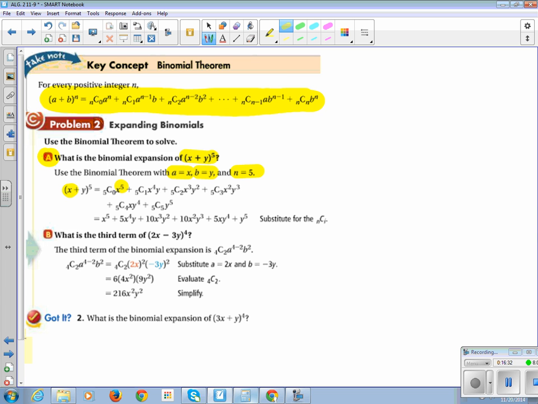When you simplify this out, 5 choose 0 is 1 times x to the 5th. 5 choose 1 is 5 times x to the 4th y. 5 choose 2 is 10. We did that together. 5 choose 3 is also 10. And then 5 choose 4 is 5, and 5 choose 5 is 1.